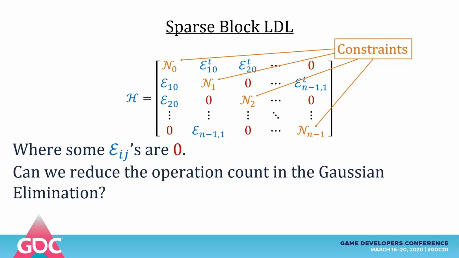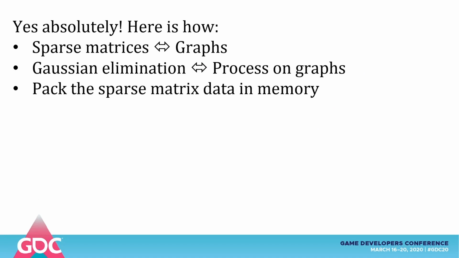Can we use these zeros to help us reduce the number of operations during the Gaussian elimination? Yes, absolutely, this is possible, and here is how. We need to establish a relationship between sparse matrices and graphs, translate the Gaussian elimination to a process on graphs, and pack the sparse matrix data in memory in such a way that it optimizes the block Gaussian elimination.